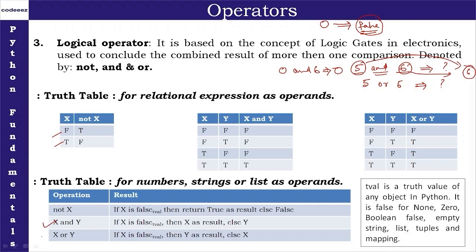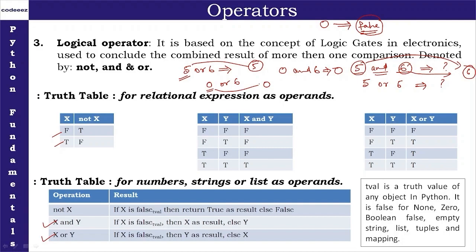Now if we talk about OR, 5 or 6, what result will it give? Here the first operand value is not false. In this case it will give 5 as a result. If it were something like 0 or 6, meaning the value of the first operand is false, then it will give 6 as a result.